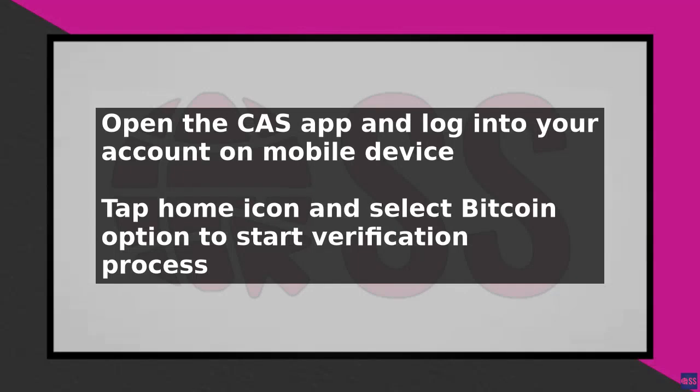To verify Bitcoin on the CAS app, start by opening the app on your mobile device and logging into your account. Once logged in, your home screen will be displayed, and you'll need to tap the home icon located at the bottom left corner of the screen.